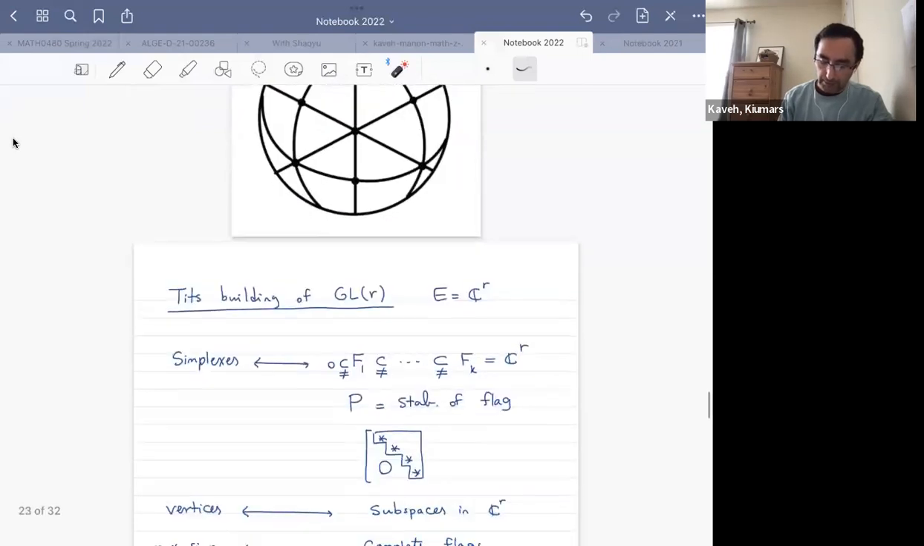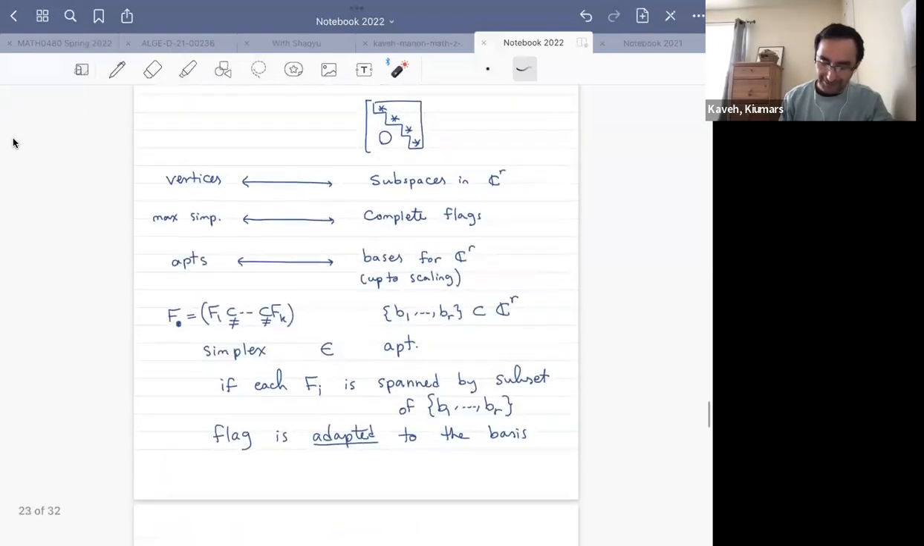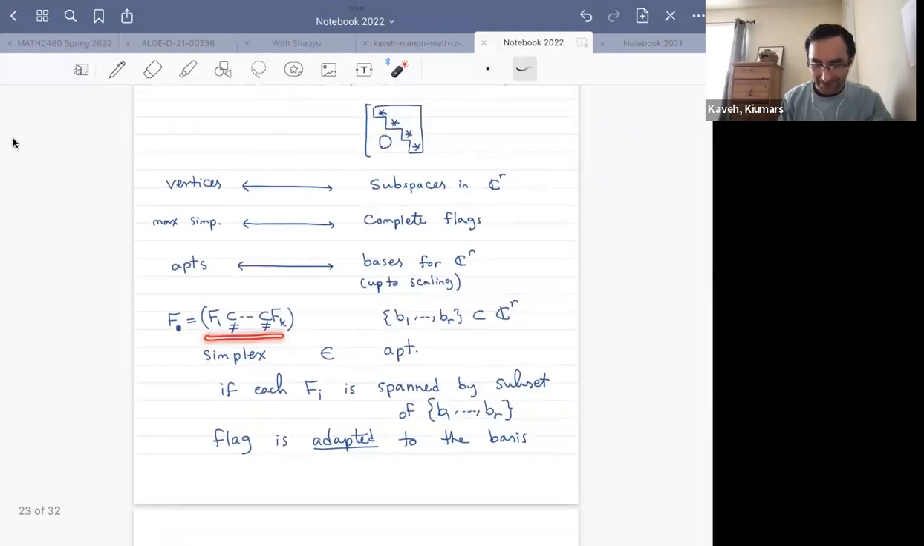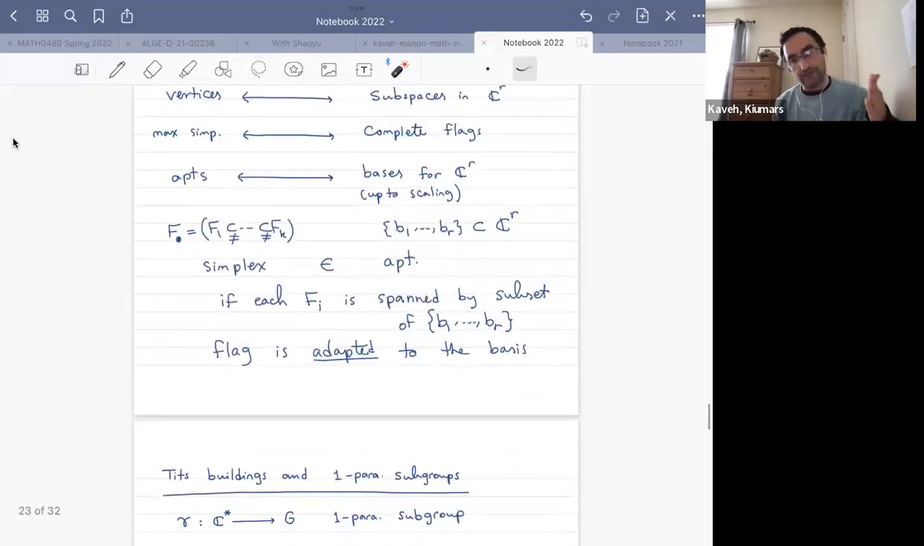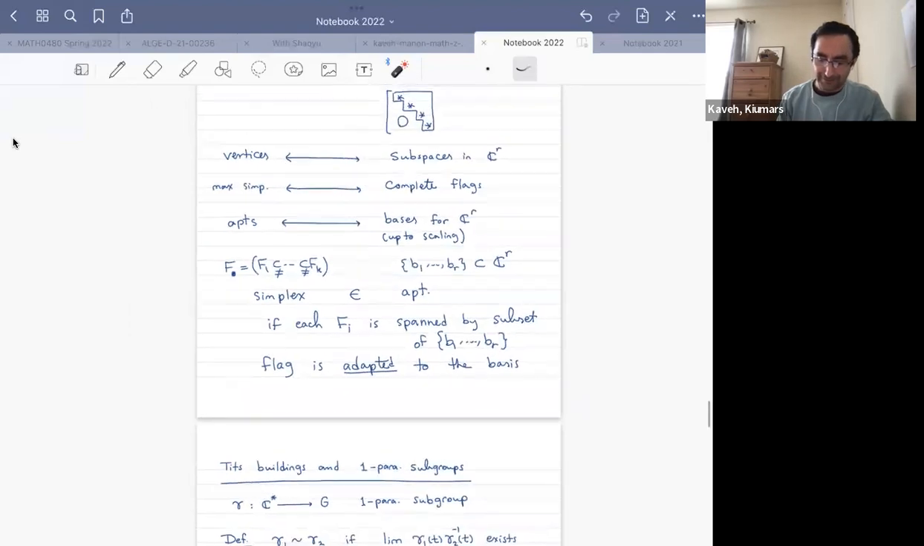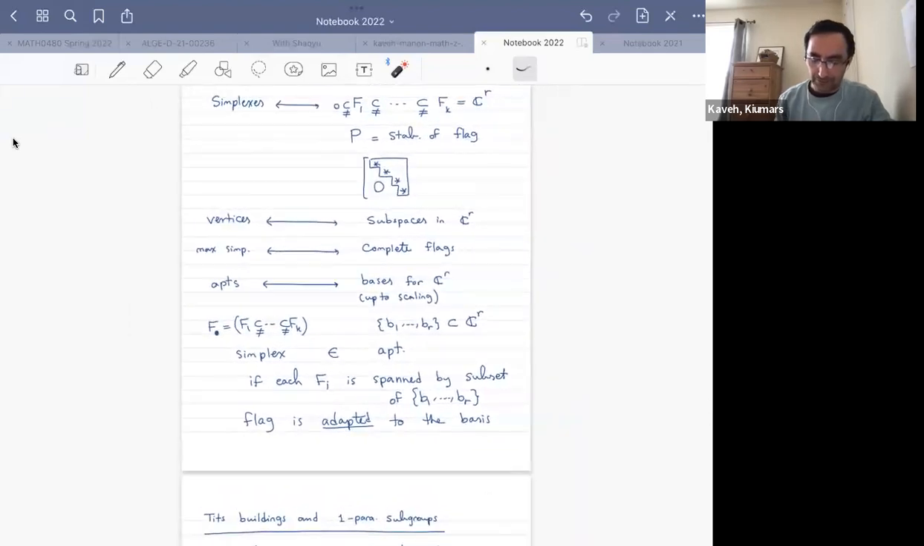But a flag, as everybody knows from linear algebra, even a complete flag, can be adapted to a different basis as well. If you make an upper triangular change of basis, it's still adapted to that new basis. So a flag can land in different apartments, infinitely many different apartments. That's the linear algebra behind the building of GL_n or SL_n.